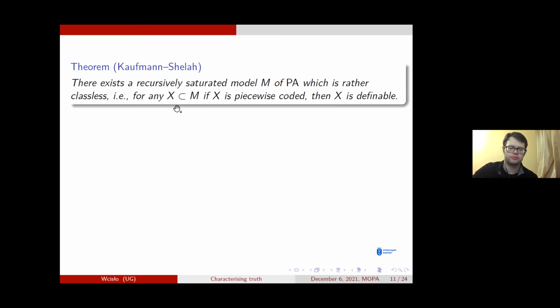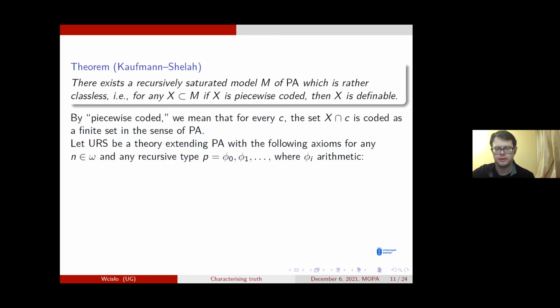You can show that necessarily such a model has to be uncountable, because of course countable recursively saturated models of PA are resplendent. Here I just say what piecewise coded means. We mean that for every C, you can code X intersected with C as a finite set in the sense of PA.